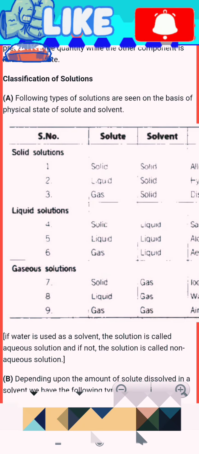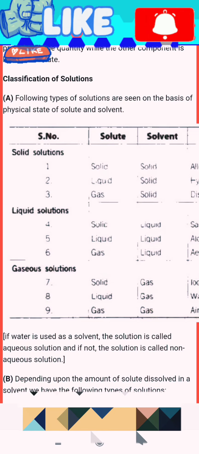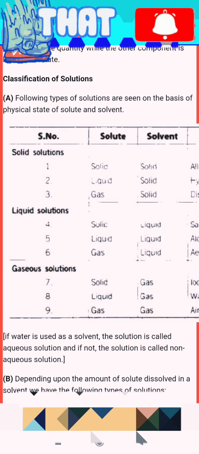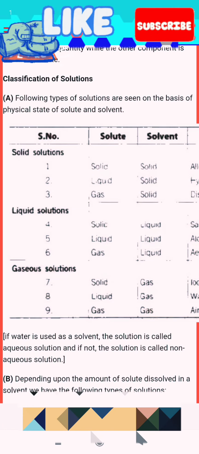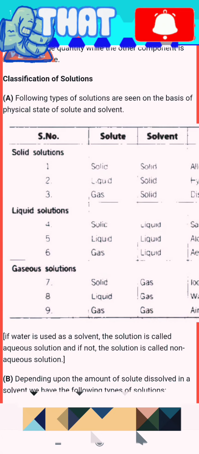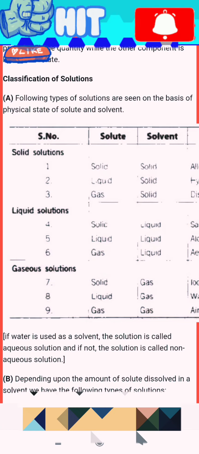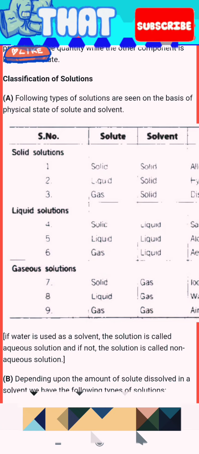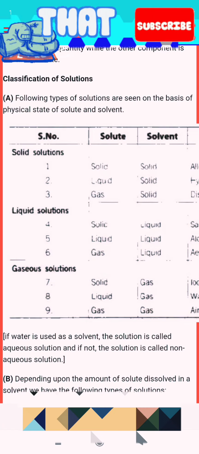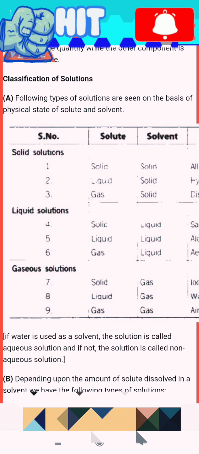If water is used as a solvent, the solution is called aqueous solution. What is aqueous solution? The solution which contains water as a solvent is called aqueous solution. If not, the solution is called non-aqueous solution. अगर solution water के अंदर dissolve है, solute को water में dissolve कर रखा है, solvent आपका water है तो वो aqueous solution है, और water नहीं है तो वो non-aqueous solution है. और ये term ऐसी होती है जो every time you have to face.